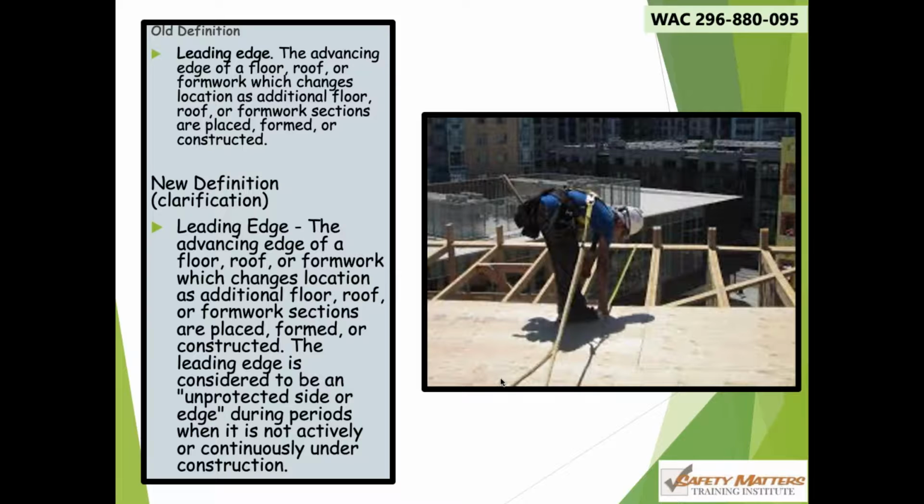It used to be considered the advancing edge of a floor, a roof, or formwork, which changes locations as you're laying down additional formwork, right? So basically, as I'm standing on those 2x4s and laying down the plywood or the sheet metal in front of me, I am performing leading edge. What did they do now? They clarified it. The advancing edge of a floor, a roof, formwork, which changes location as additional floor, roof, formwork sections are placed, formed, or constructed.